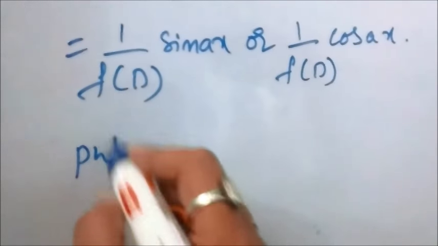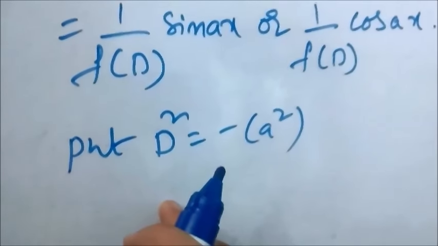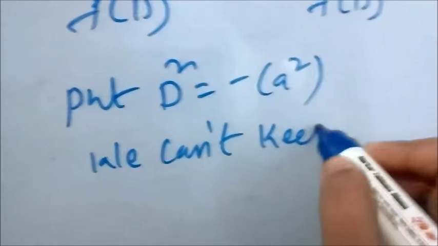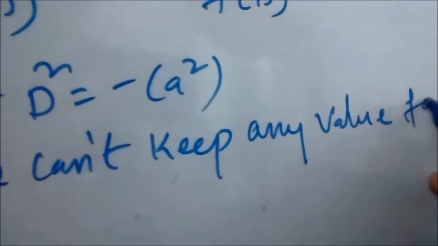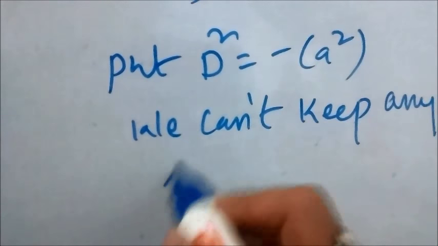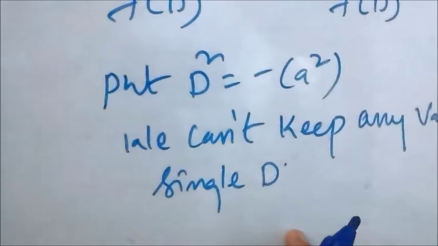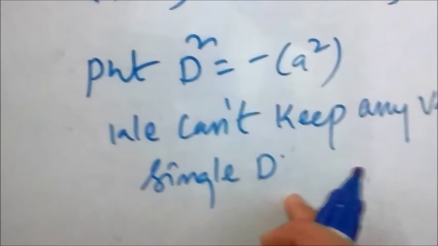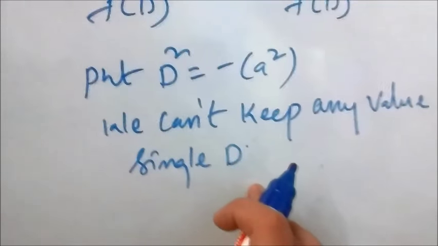We have to keep D square equals minus a square. We cannot keep any value for single D. We cannot substitute any value for single D. If we are left with a single D, then we have to rationalize with their conjugate pairs. Because D is imaginary, we have to substitute only for D square equals minus a square.